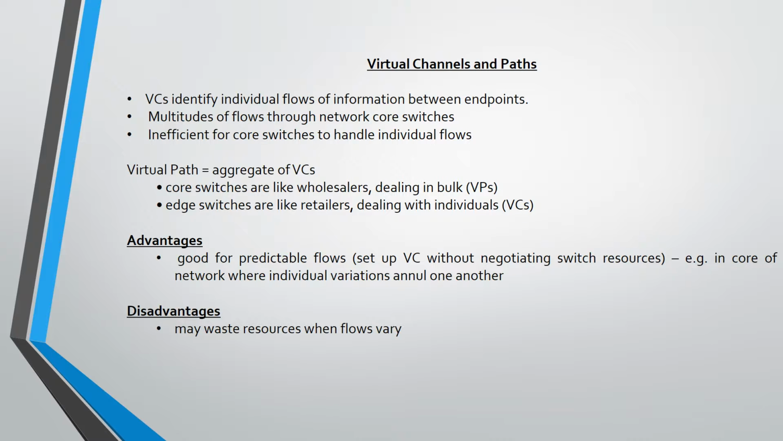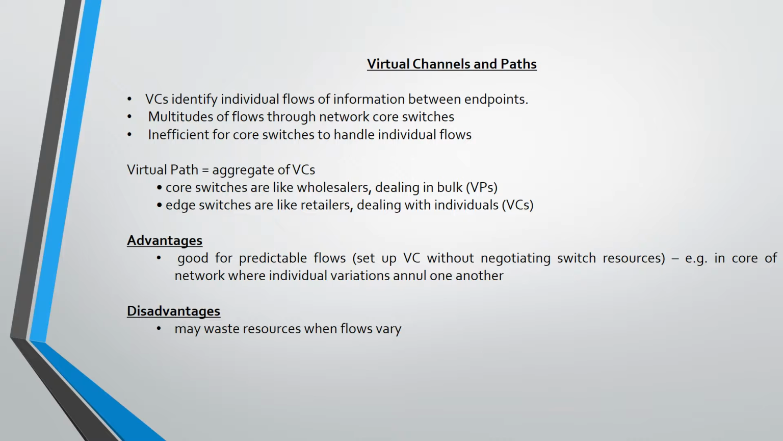Virtual channels and paths. Virtual channels identify individual flows of information between the endpoints. There are multitudes of flows through network core switches, and the core switches are inefficient at handling individual flows. So the virtual path can be called an aggregate of virtual channels.